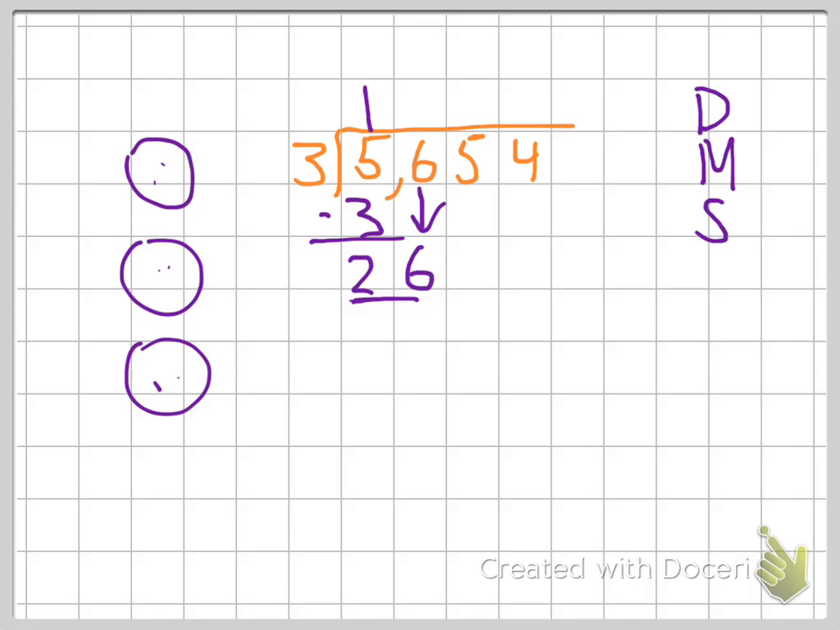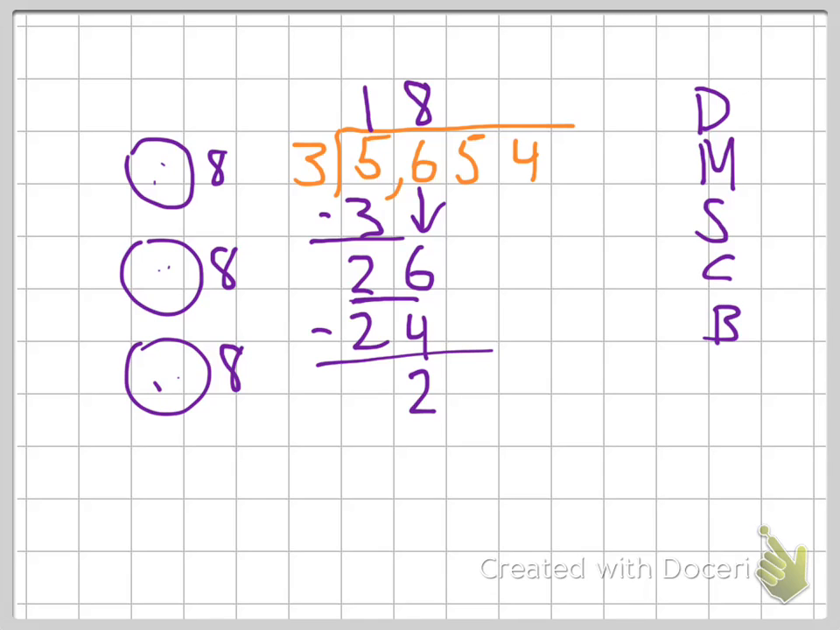If I have 26 hundreds and I have 3 groups, I know I would be able to put 8 in each group. Because if I had 8 in this group, 8 in this group, 8 in this group, that means I would have 24 total that I used, and I would be left with 2 hundreds blocks. I check, and I see that I can't put the hundreds blocks into the 3 groups, so now I bring down.